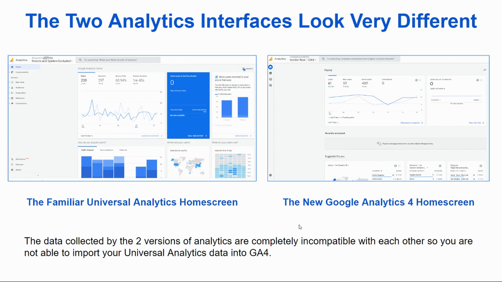Now, one of the problems is that the two versions of analytics are incompatible with each other. They both collect data in different ways and from slightly different actions. So it's not possible to import your old Universal Analytics data into the new version, GA4 or Google Analytics 4.